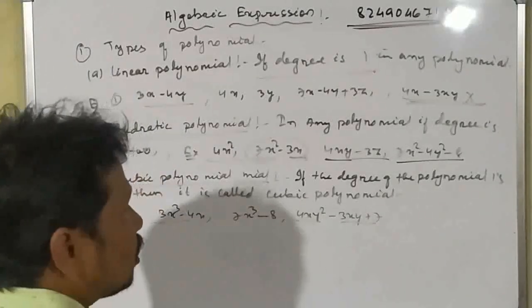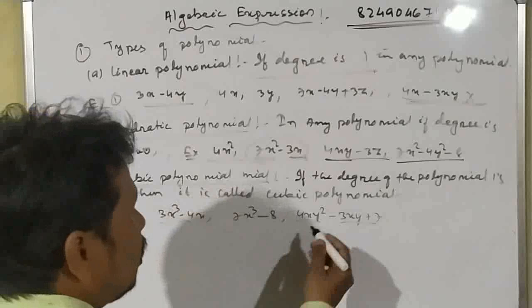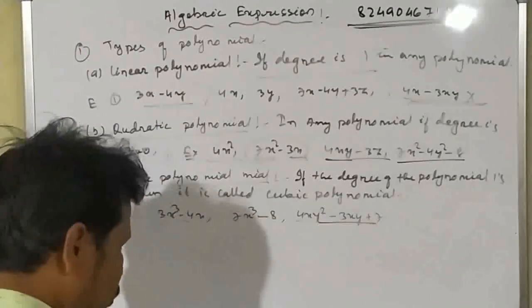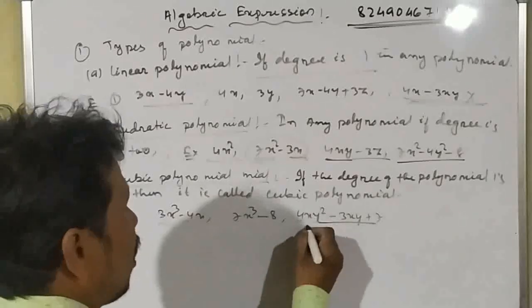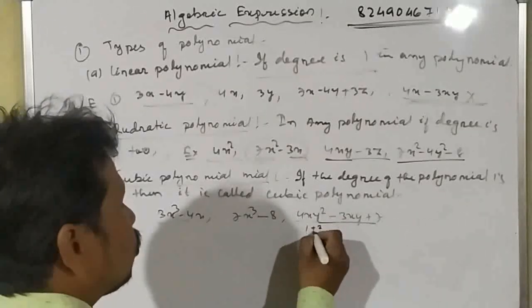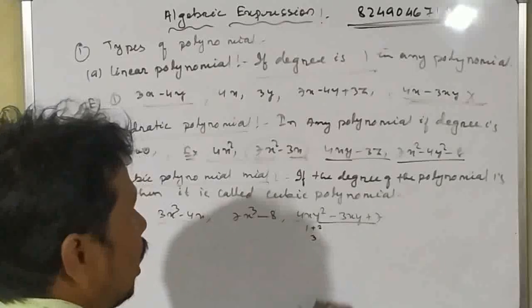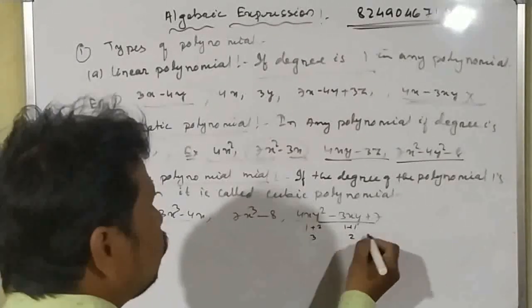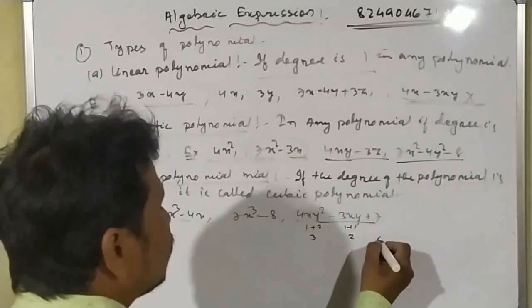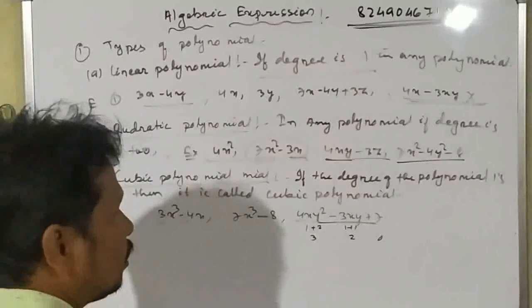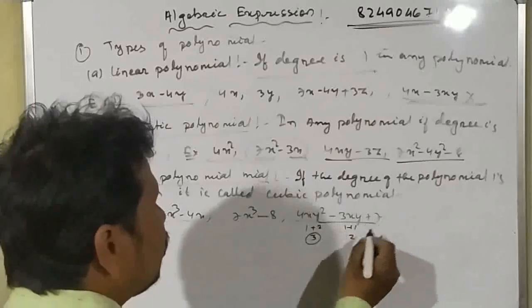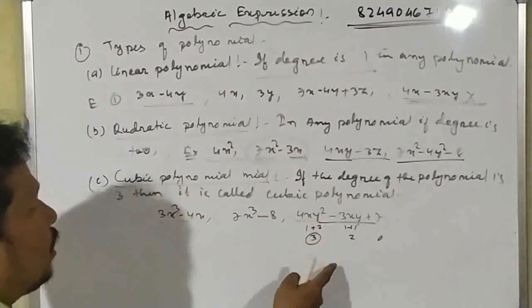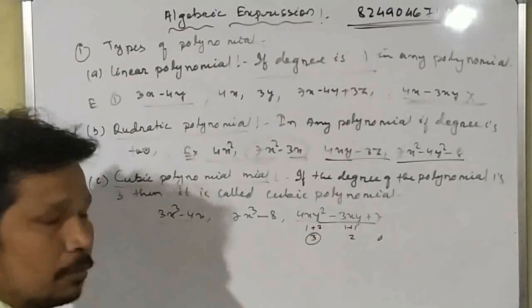And in the last one, you can see that this consists of 3 terms. First is 4xy square. Here the power of x is 1 and the power of y is 2, so the power is 3. And here 1 plus 1 is 2. And here no variables, that's why the power is 0. The highest power is 3, that means the degree is 3. So we can say that this is a cubic polynomial.